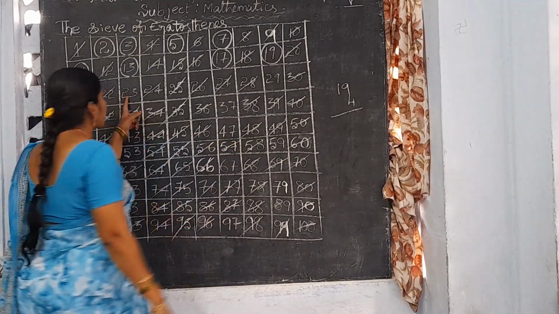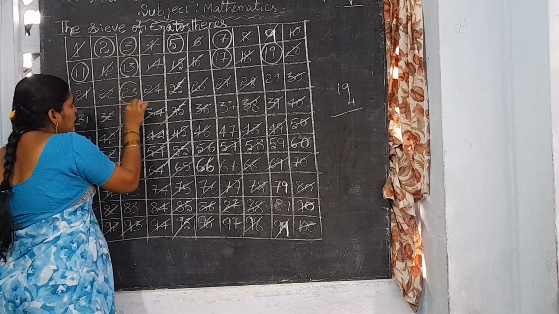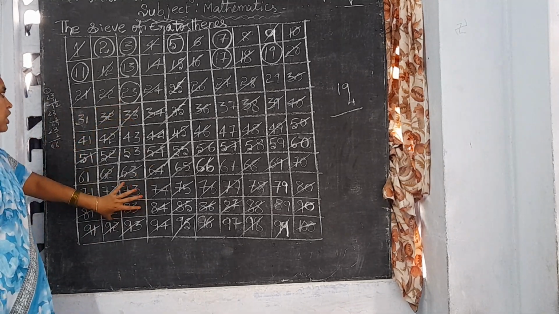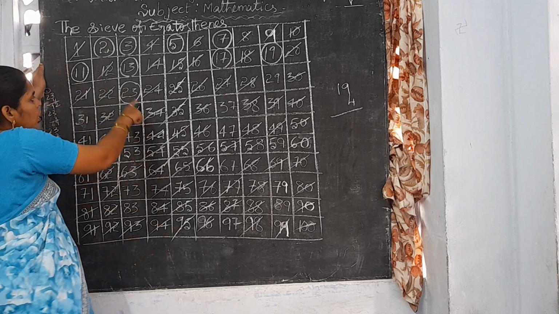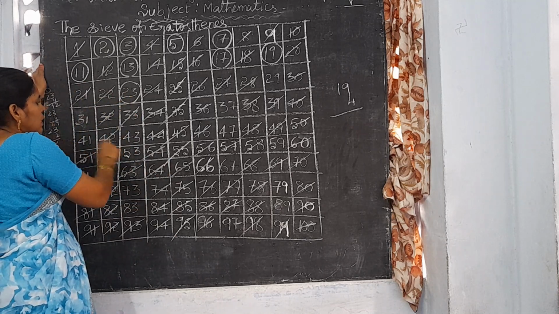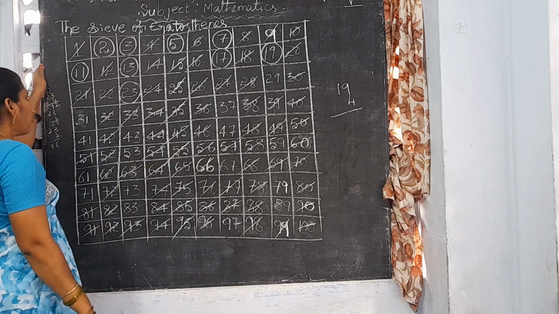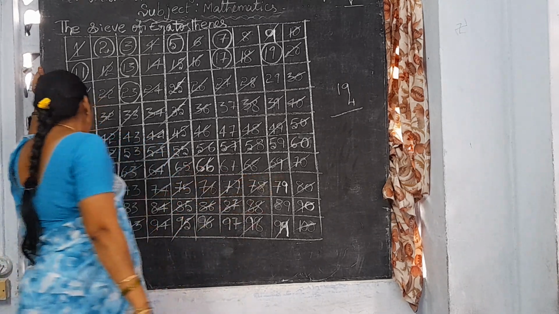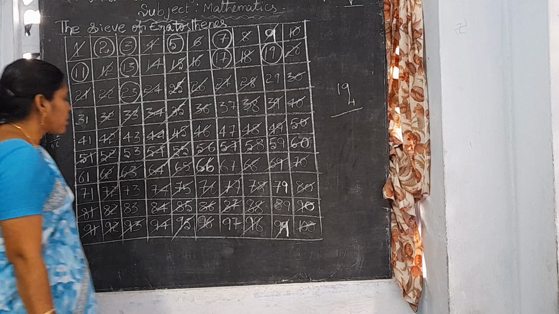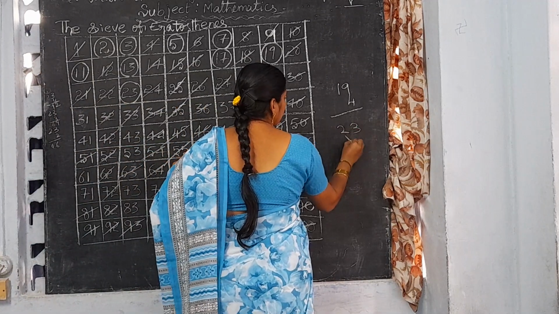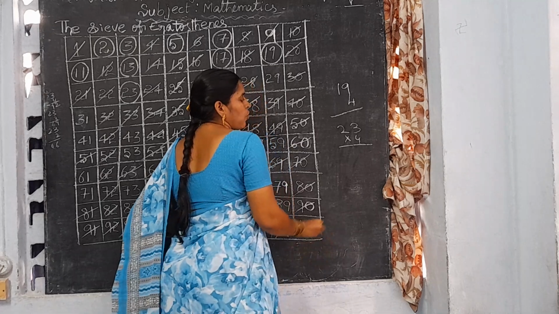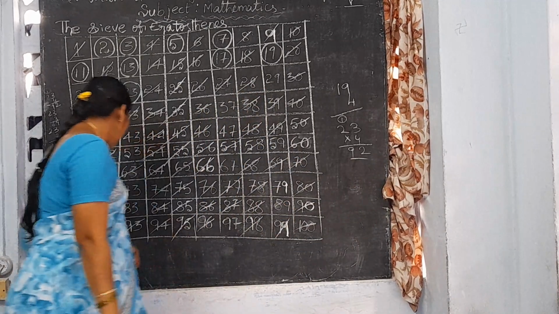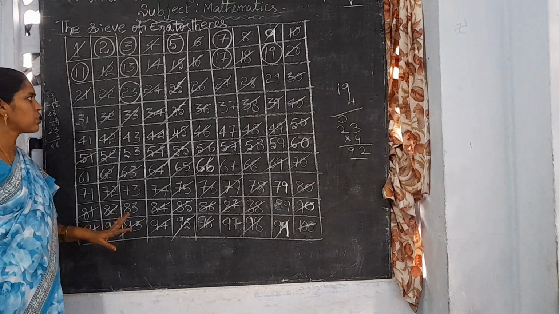Now you go to 23. Is 23 a prime number? So check the multiples of 23 in this table. 23 ones are 23. 23 twos are 46. It is already struck off. 23 threes are 69. It is also struck off. Now 23 fours are, see, 23 into 4. 4 threes are 12, 1. 4 twos are 8 plus 1, 92. It is also struck off. No other numbers. Okay?